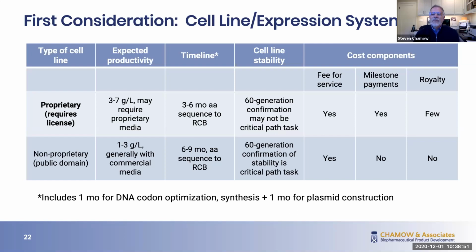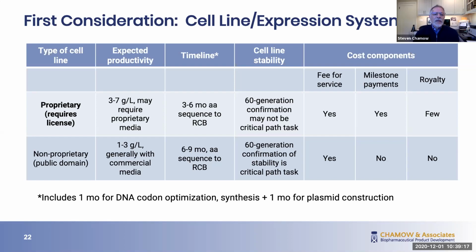And then also very important to our client companies are the cost components. And you can see those indicated here. Proprietary systems generally involve fee-for-service and milestone payments, and not very often royalties. That's a variable, but it is something we need to look at as we evaluate a proprietary system.